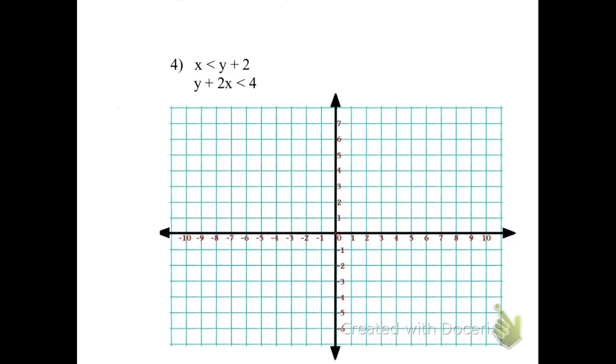Our top inequality is not solved for y. It's solved for x. But you can quickly change that by subtracting 2 from both sides. You'll get x minus 2 is less than y. So if you flip it around, y is greater than x minus 2. And we're ready to go.